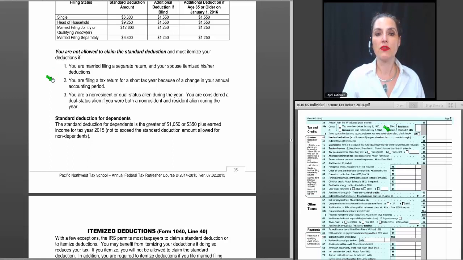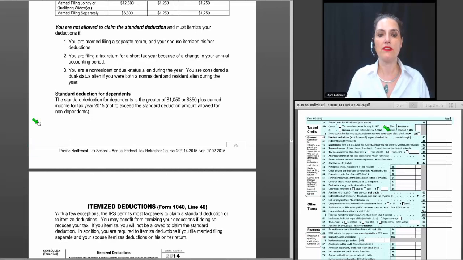You are filing a tax return for a short tax year because of a change in your annual accounting method, or you are a non-resident or dual status alien during the year. You are considered a dual status alien if you were both a non-resident and a resident alien during the year.